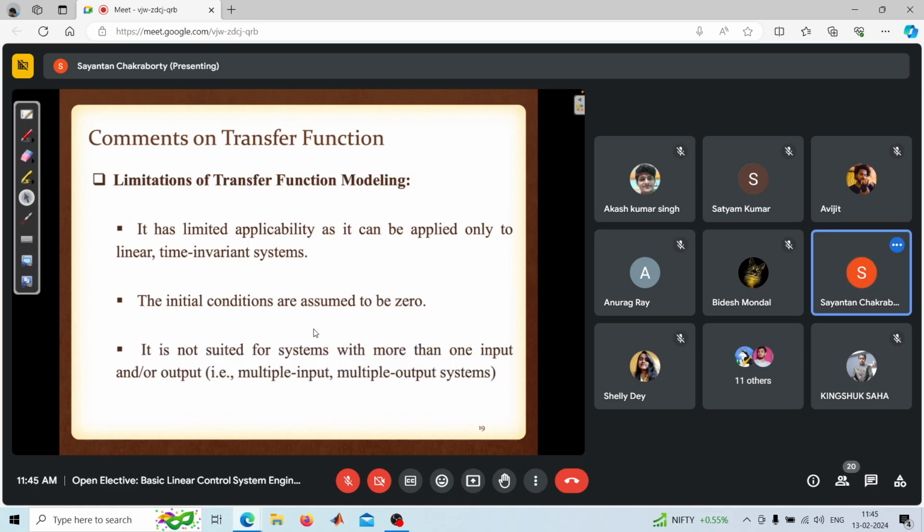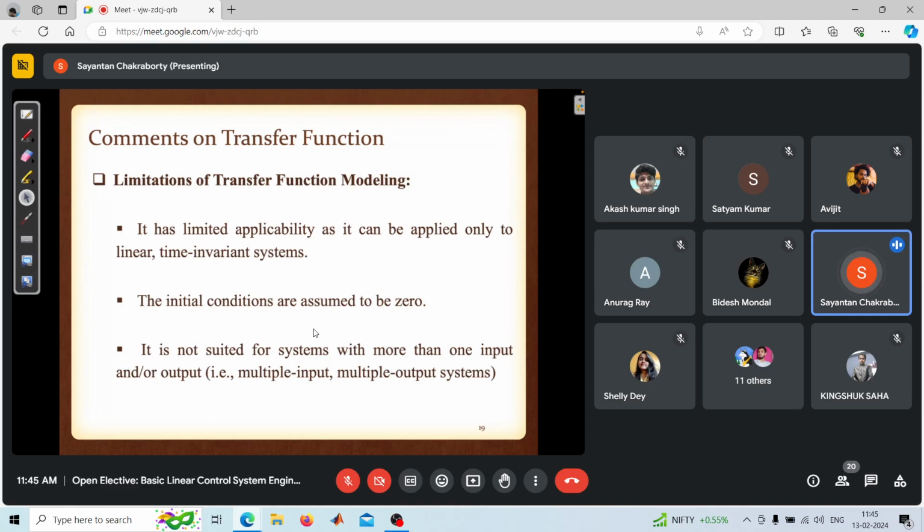And finally, it is not very suited for systems having more than one input and or output. So it is much more suited for single input, single output system. Systems having multiple inputs or multiple outputs are not very easily handled by a transfer function. Then the obvious question comes, how do we tackle such situations?